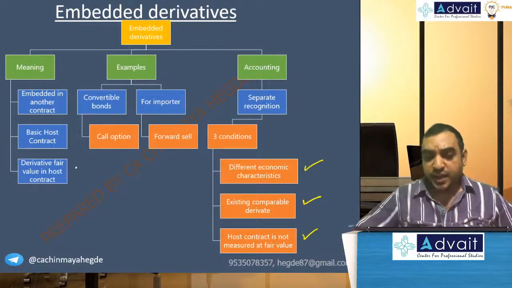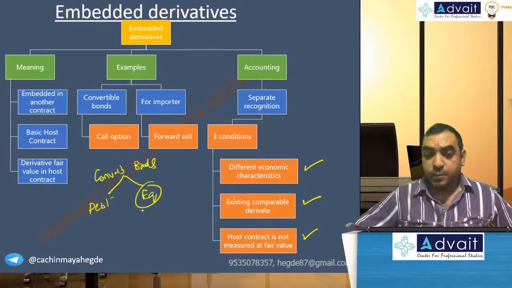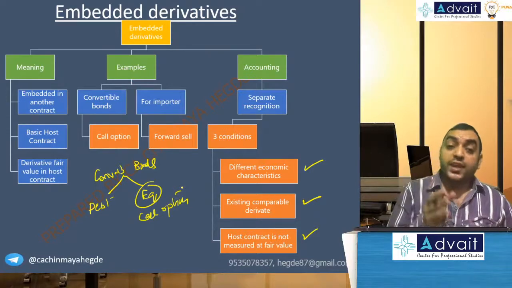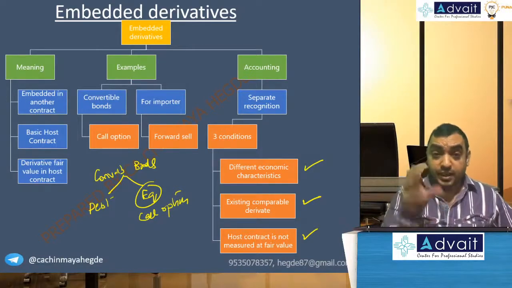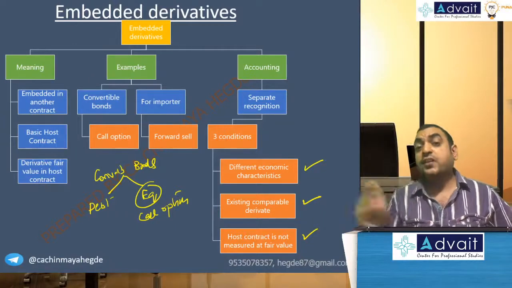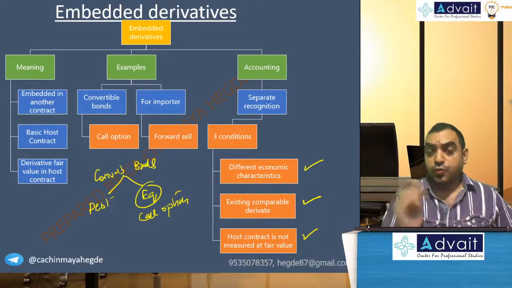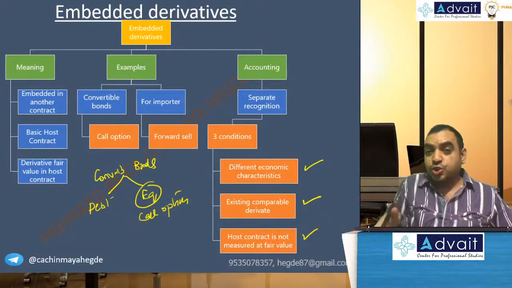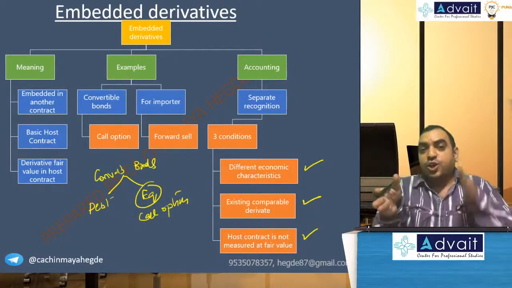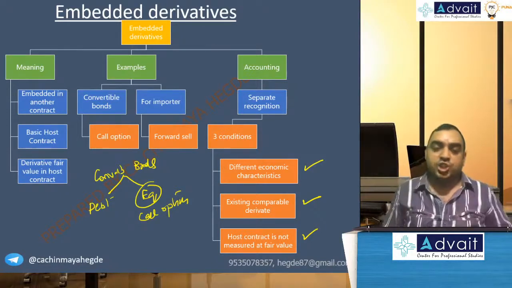Different economic characteristics. For example, convertible bonds. Convertible bonds have a debt component and an equity component. Equity component means call option, the right to buy shares. Now, why will the debt component change? Debt value changes because of interest rate changes in the market. You know, bond valuation, YTM, coupon, duration, volatility. When the interest rate changes in the market, the value of the bonds also will change.